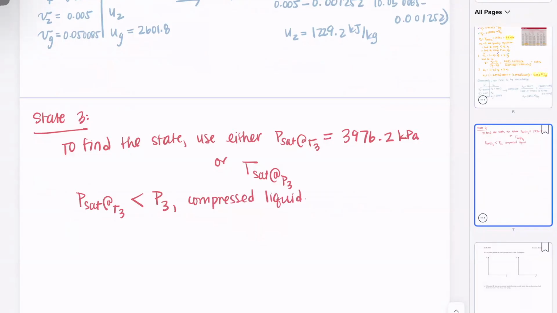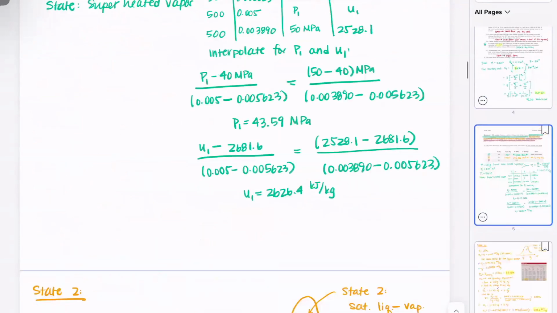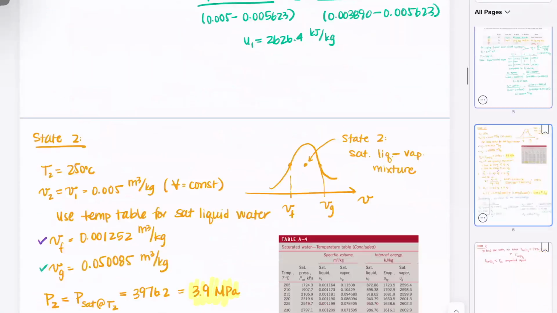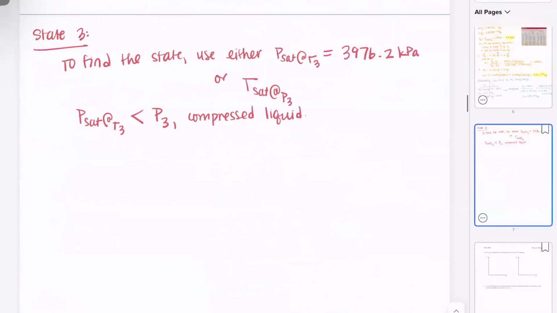Okay, so I'm going to write compressed liquid in the chart. And now I can use the compressed liquid chart to find V3 and U3. So we go to the compressed liquid chart.